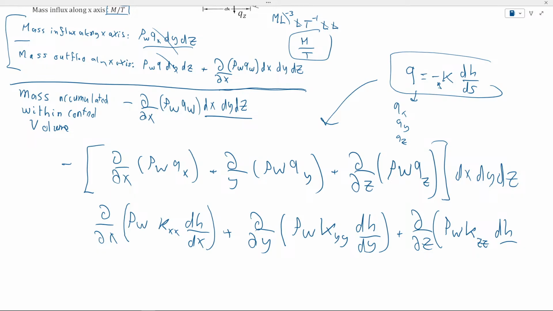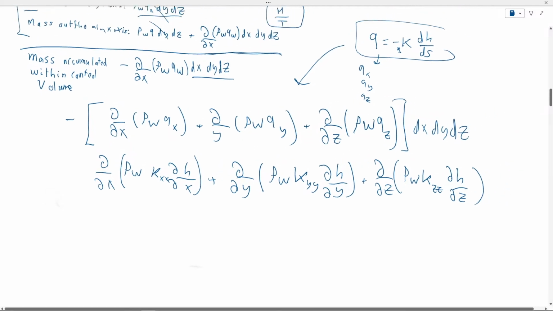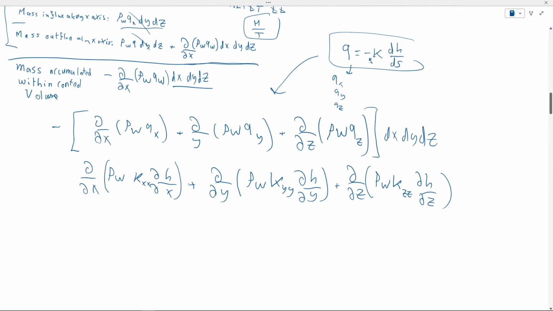Actually, this should also be partial. Partial derivative is not a total derivative. Partial over partial z. Okay, so that's basically... Does this look familiar? Yeah, it looks familiar. This is like the divergence theorem which we did before.